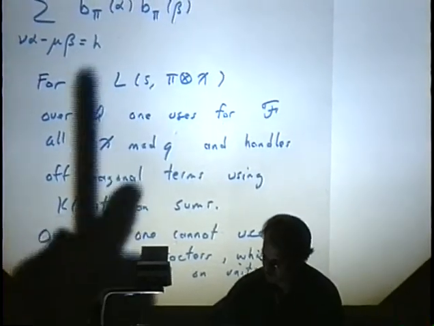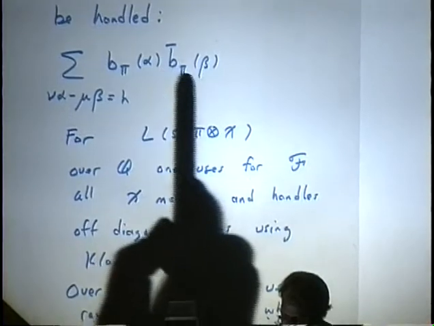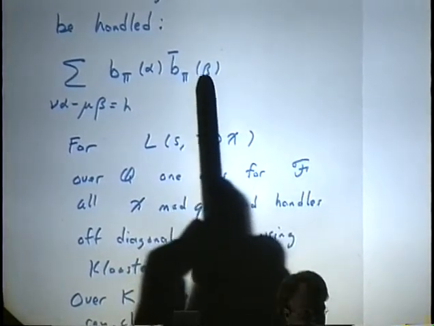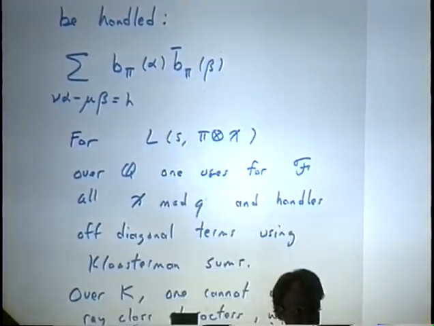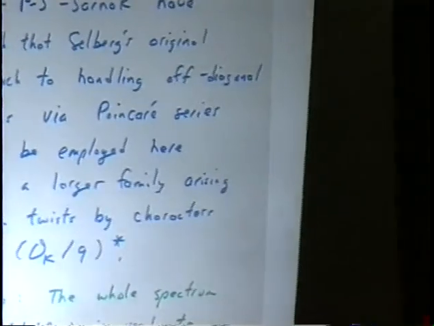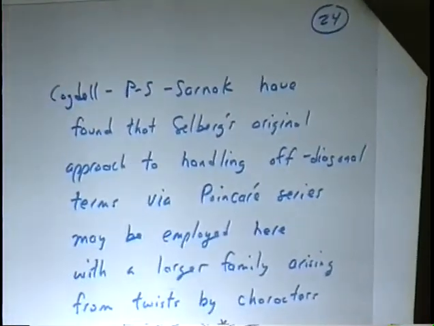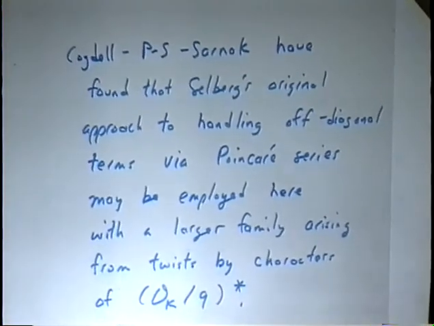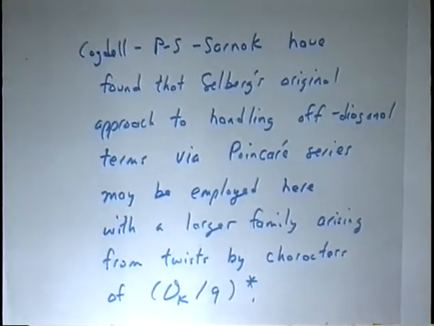You can think of this as being a shift. This is like b pi alpha, b pi bar of alpha plus h, with a large shift. Selberg introduced a formalism to handle such sums using Poincaré series, but for estimation purposes, there was a big problem, and Sarnak was able to actually find a solution to this problem.